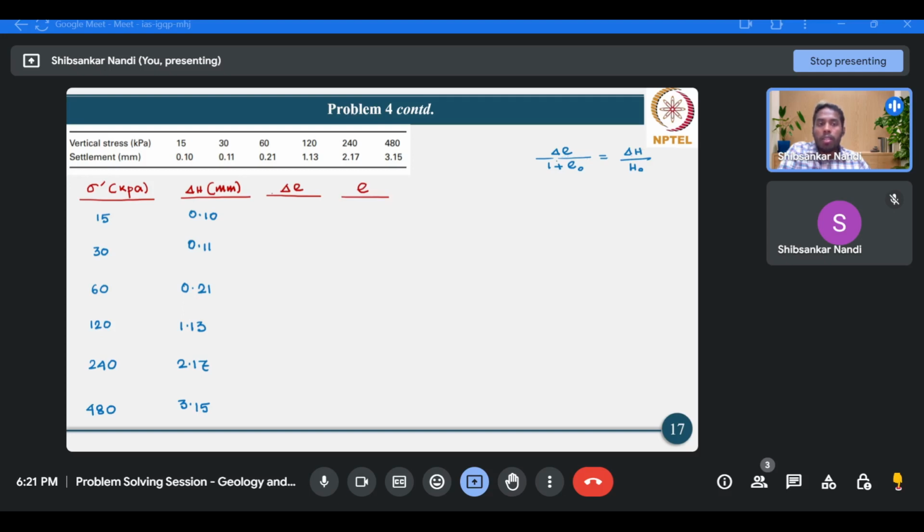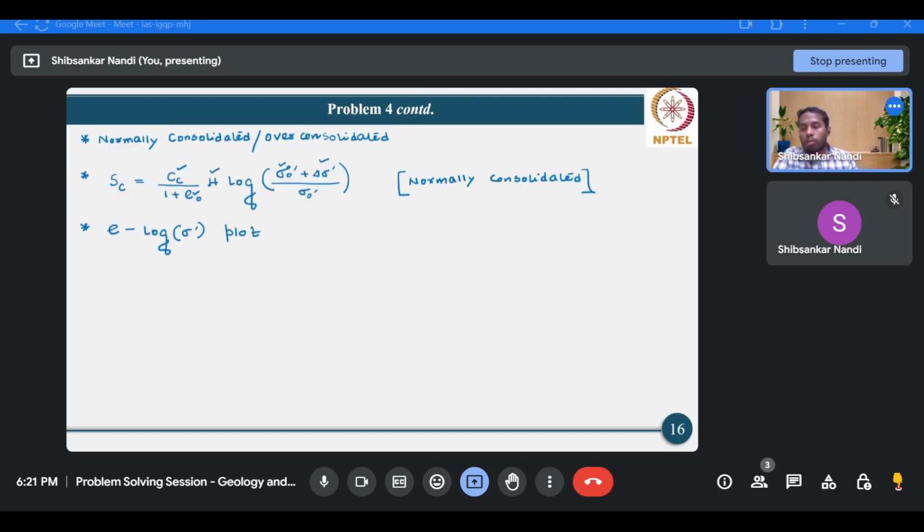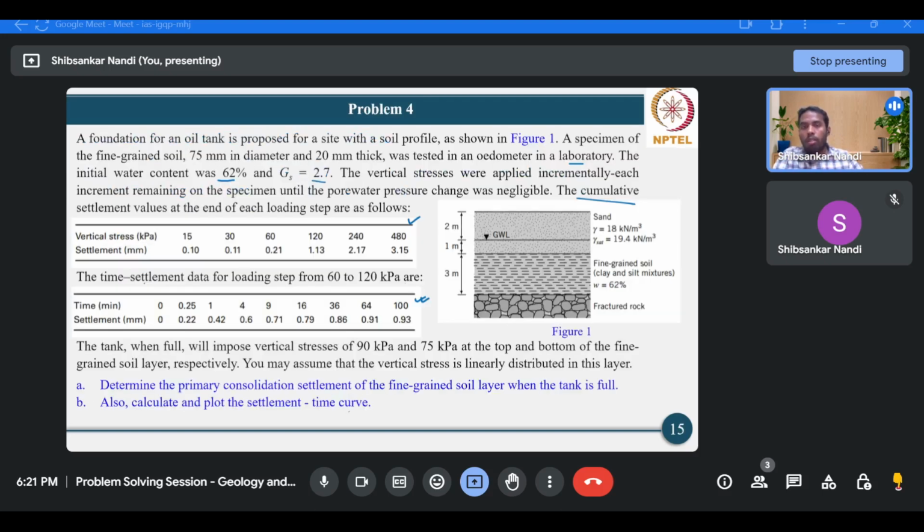These are the initial values: e0 is the initial void ratio and H0 is the initial thickness. Now, what is the value for the initial void ratio? The initial void ratio is not directly given in this problem.